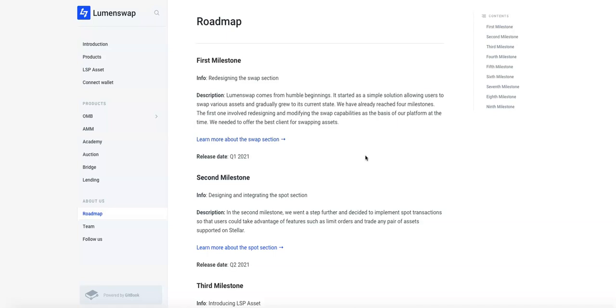So what I'm going to do is, there's been lots of updates since I've been away. I'm going to break these down into several videos. And the first one of these videos is going to be talking about the roadmap. I think it's important that we now identify there are 9 stepping stones. Yeah, 9 stepping stones to Lumenswap heaven.